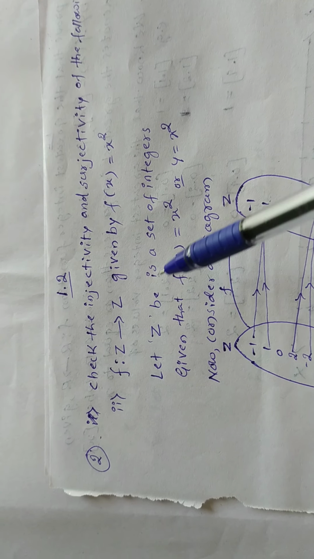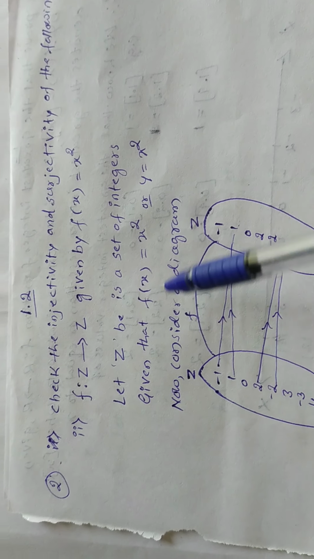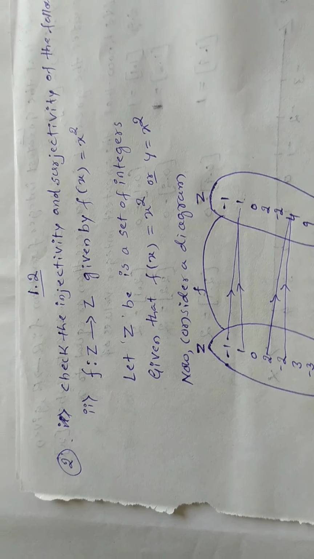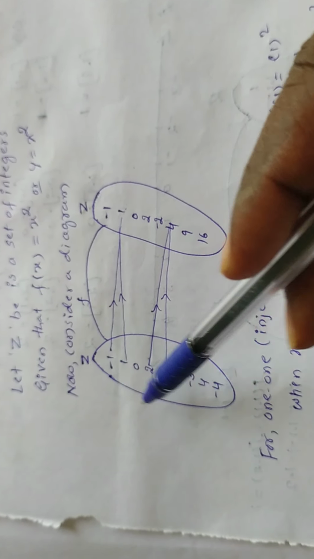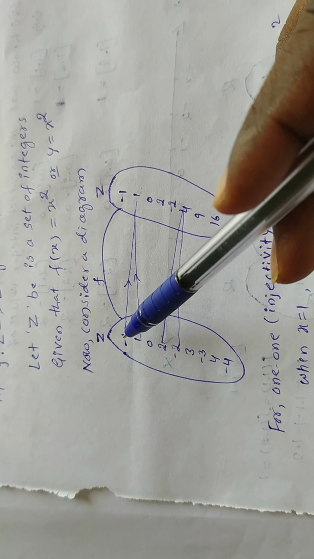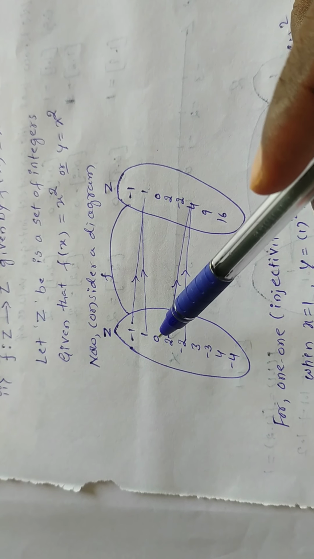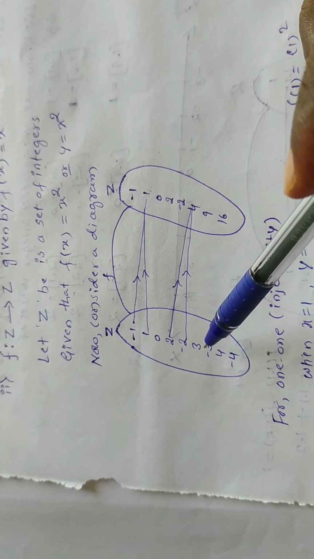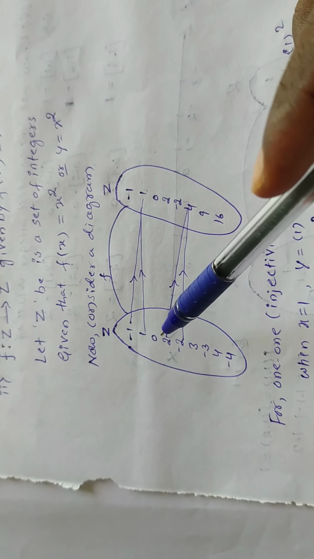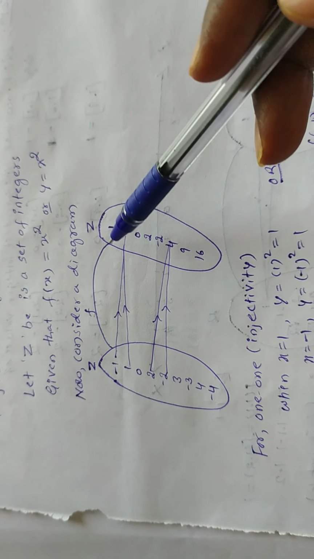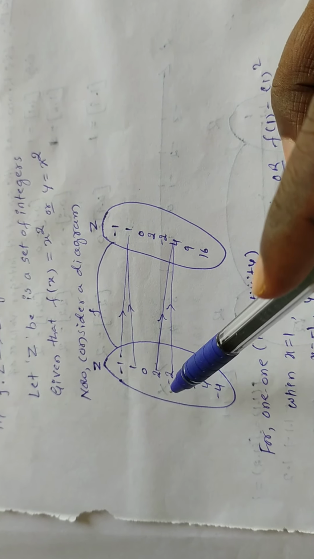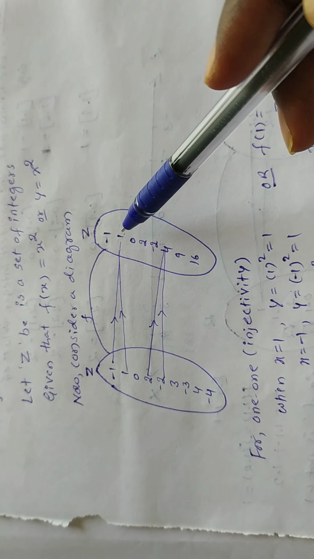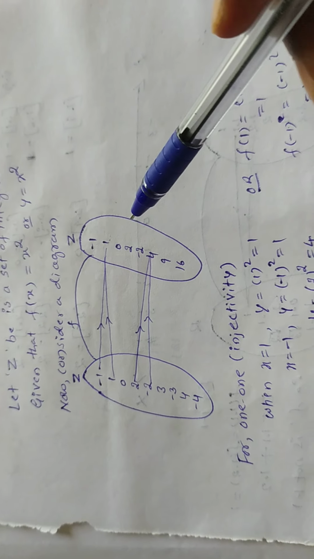So here, let Z be the set of integers, and given that f of x is equal to x square, or y is equal to x square. Now consider the diagram. See here, this is the domain Z, meaning it includes the integers 0, 1, minus 1, 2, minus 2. It includes both the positive and negative integers along with the 0. Here also, this is the same as the domain Z. This is a codomain. These elements are considered as x. These elements are considered as y.